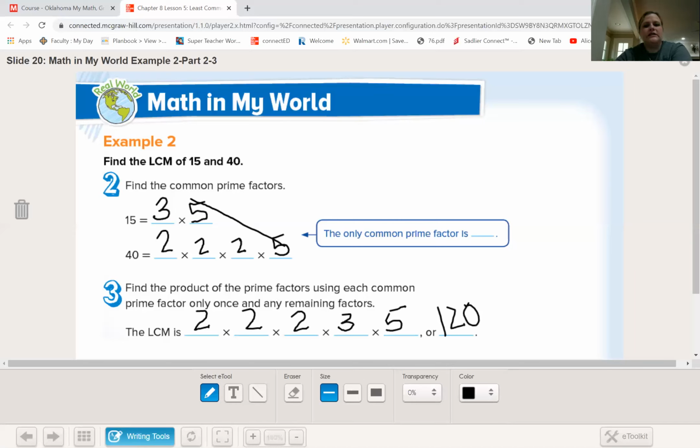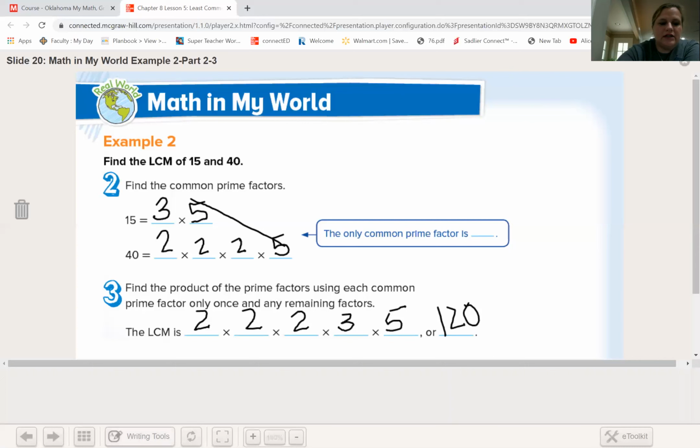So the reason that this is helpful is because I really don't want to sit and write the factors of 15 all the way to 120. I really don't want to sit here and write the factors of 40 to 120, even though it's just 40, 80, 120, but 15 gets a little more complicated. If I can just factor them, multiply all the different numbers together, but if they have a common factor, only count it once. Okay? All right.